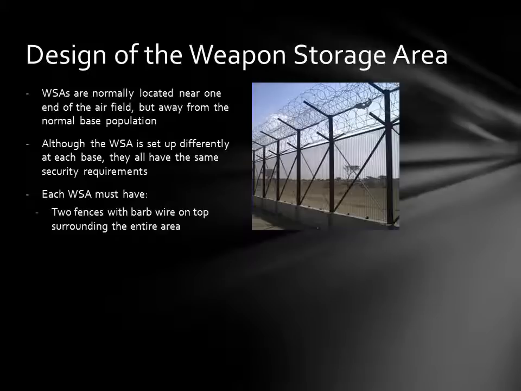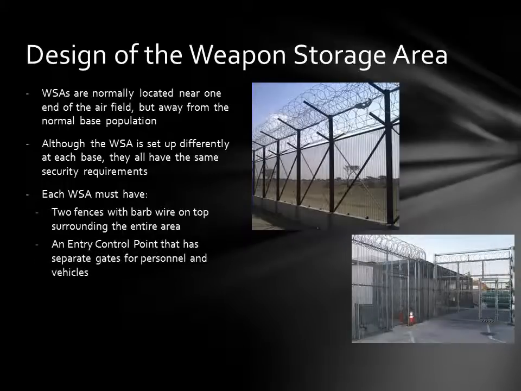Additionally, each fence has a few rows of barbed wire on top to discourage someone from trying to climb over them. Also, the fence lines are separated by quite a few feet to make it almost impossible for someone to lay an object over the top of both fences to gain access to the interior of the WSA.